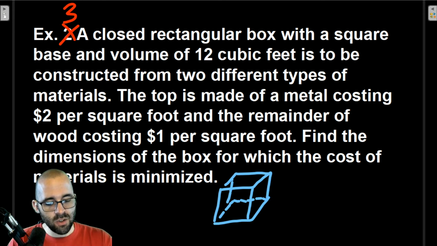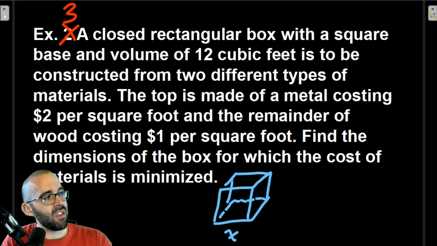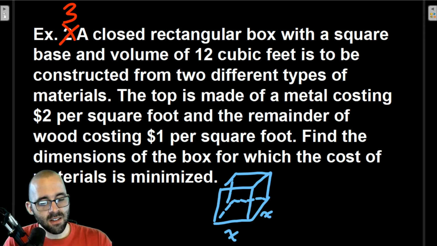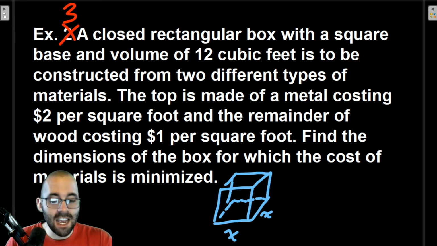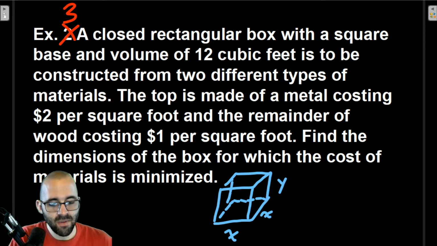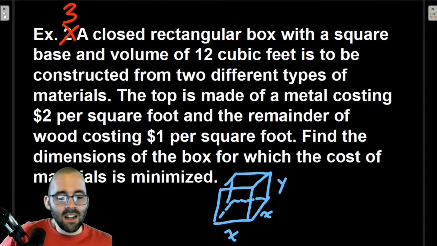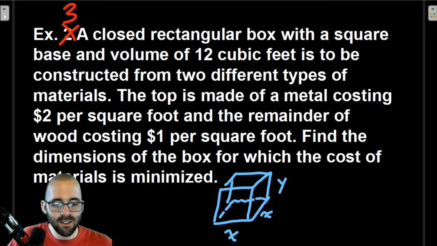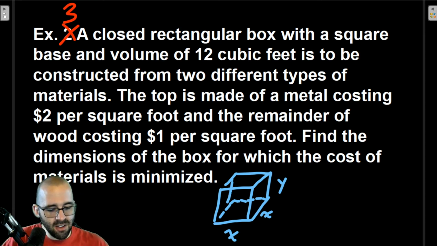Square base, which means that if we call this width x, the other part of the base also has to be x. The height doesn't have to be x. It's a square base, but it's a rectangular box. It's not a cube. So we'll call the height some y. We've got a picture. That's great. And it's to be constructed from 2 different types of materials. The top is made of a metal that costs $2 per square foot. And the rest is made of wood, costing $1 per square foot.